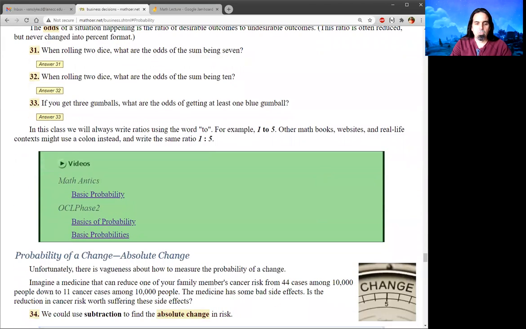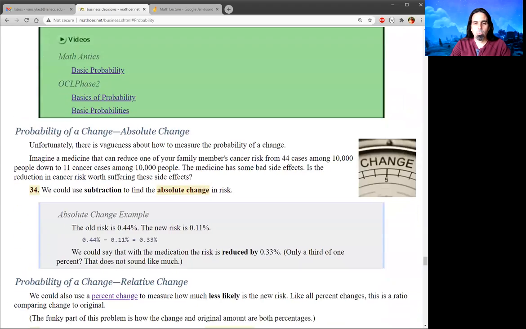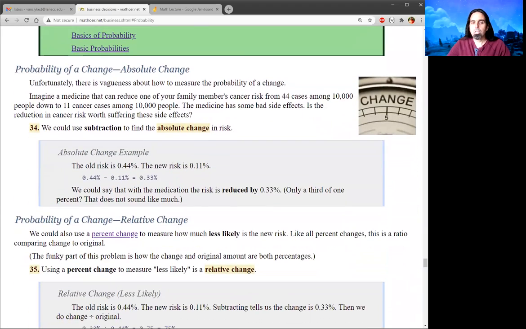Okay, as always, there's some videos about that if that helps you. And now we're getting to the interesting part about measuring change. So imagine there's a medicine that can reduce one of your family members' cancer risk. The chance that someone would have this type of cancer is 44 out of 10,000. And if you take the medicine, your risk goes down to 11 cases out of 10,000. But the medicine does have some bad side effects. You don't want to take it for no reason. So is it a worthwhile medicine?